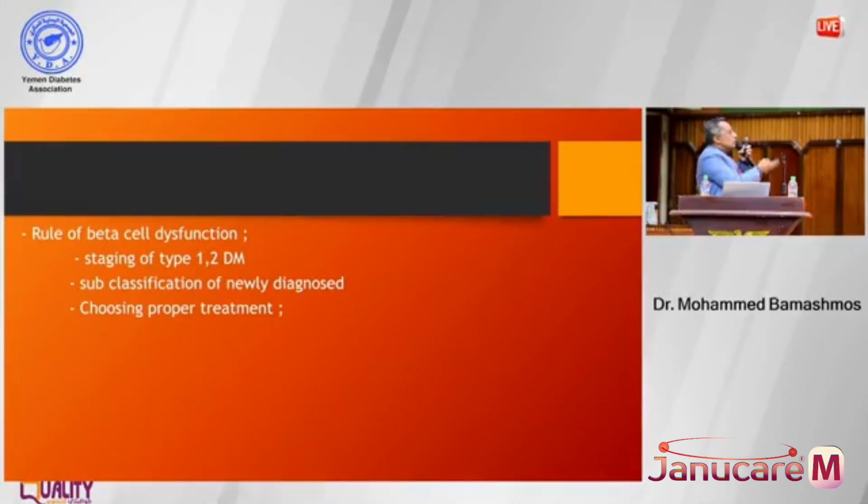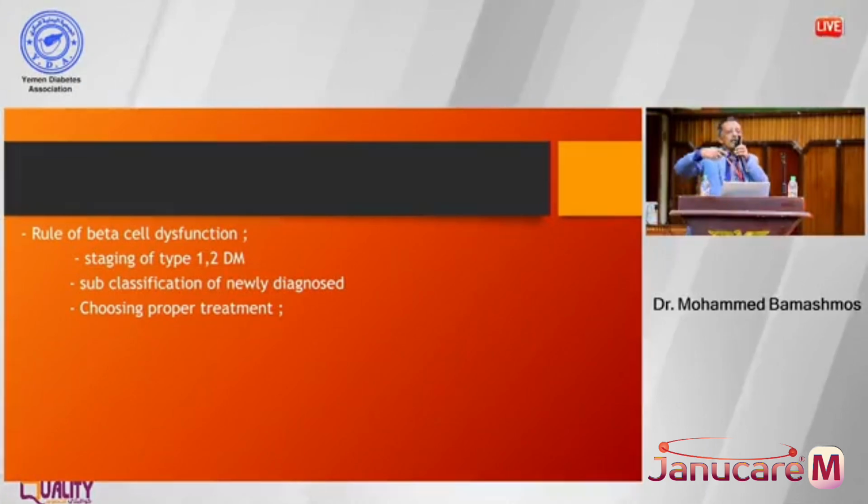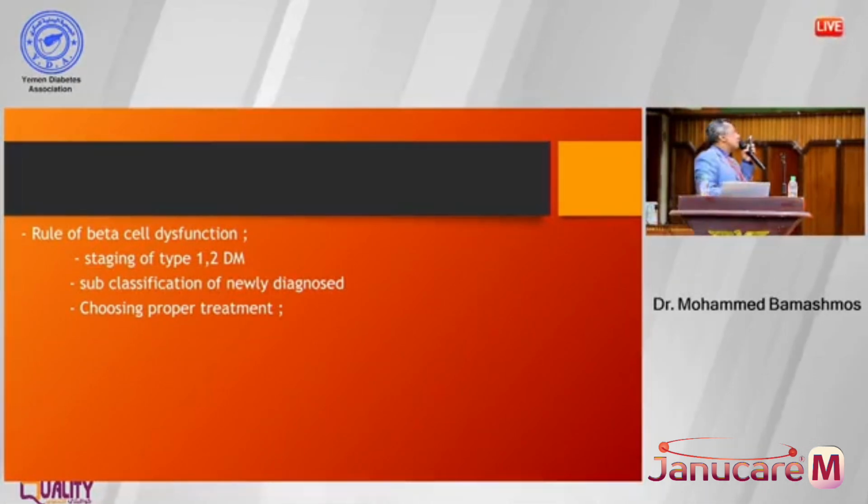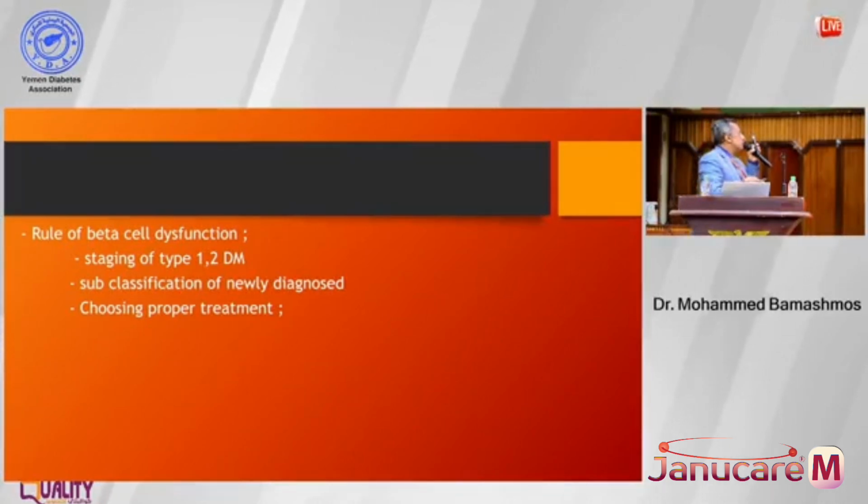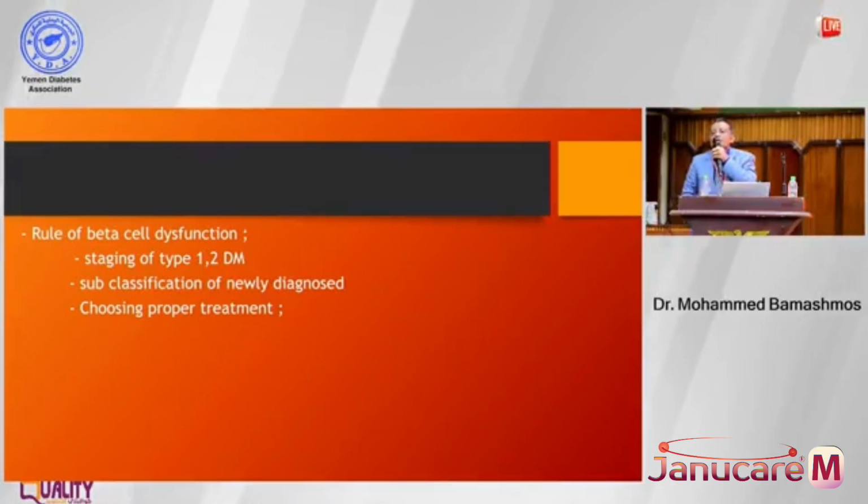So what is the role of beta cell dysfunction? Well, it's important for staging of type 1 and type 2 diabetes mellitus, for subclassification of newly diagnosed diabetes, and for choosing a proper treatment. It's very important to use drugs which cause a beta cell rest. What are these drugs which induce a beta cell rest?